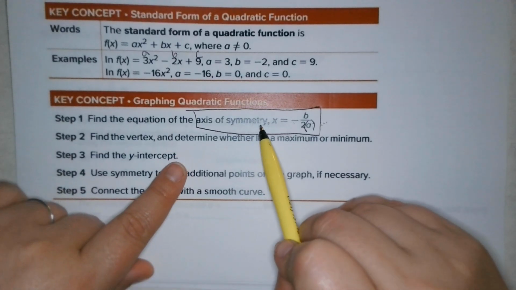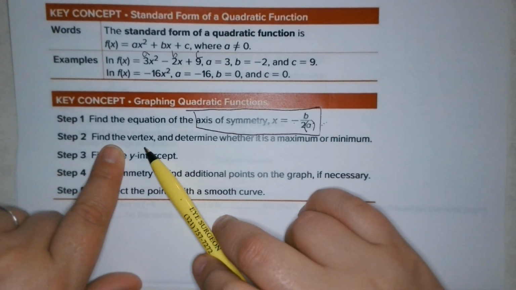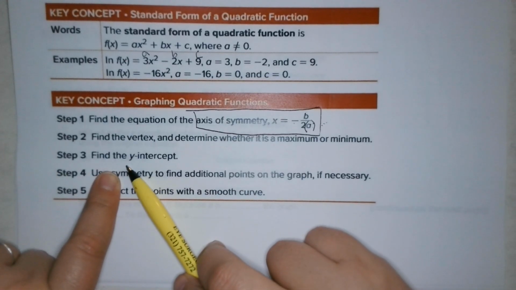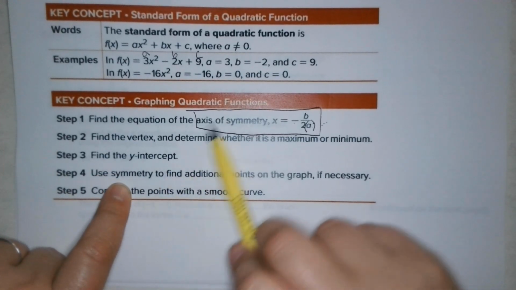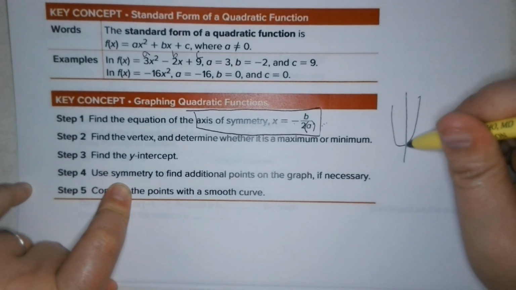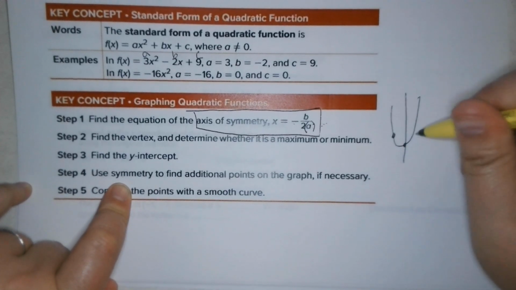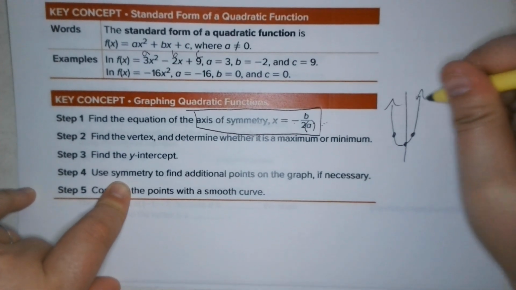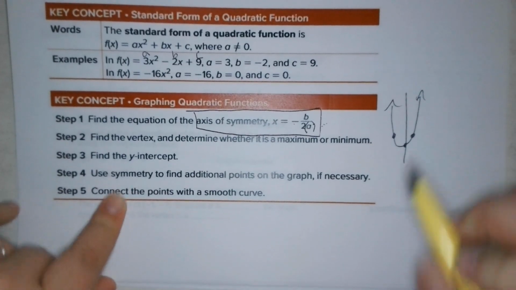Once we find the axis of symmetry, we can try to find the vertex. That's going to be the minimum or maximum. Another easy point to find is your y-intercept. And remember, once we have our axis of symmetry, if we find a point on one side, it's going to match on the other side. I know that's not very symmetrical, I'm not very good at that, but if we find one on one side, it'll match on the other side.